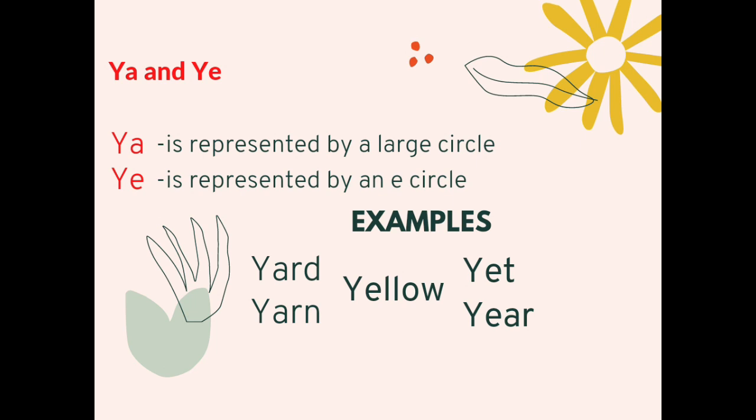So let's proceed with the next principle. According to the rule, ye or e is represented by an e circle, while ya is represented by a large circle, that is ya. Let's have an example for ye or e, like year. Another one is yellow, the other one is yet. Okay, so we have three words here.